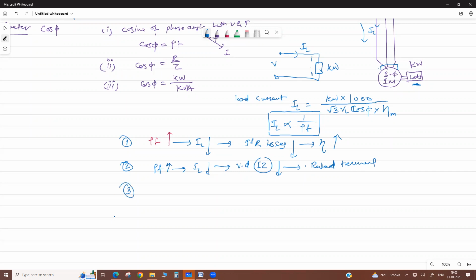Third, you can also consider your electricity bill. So energy conservation, conservation of energy means saving.